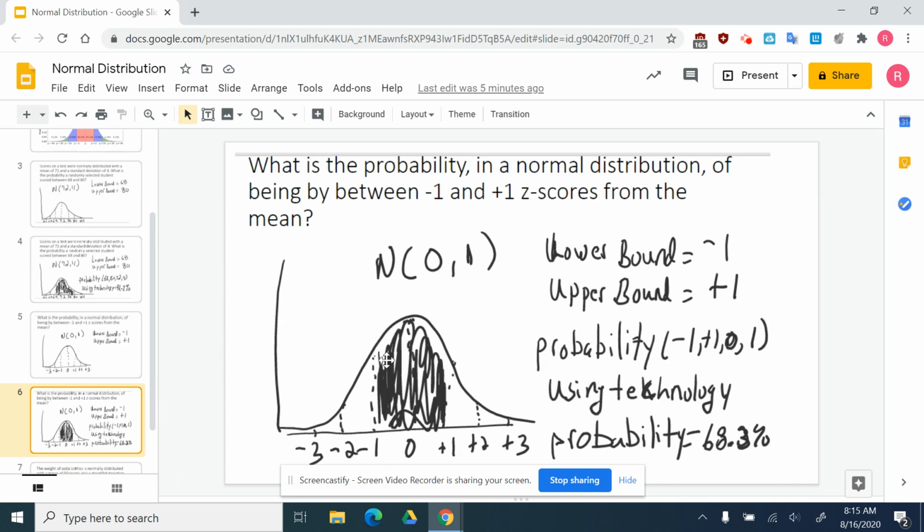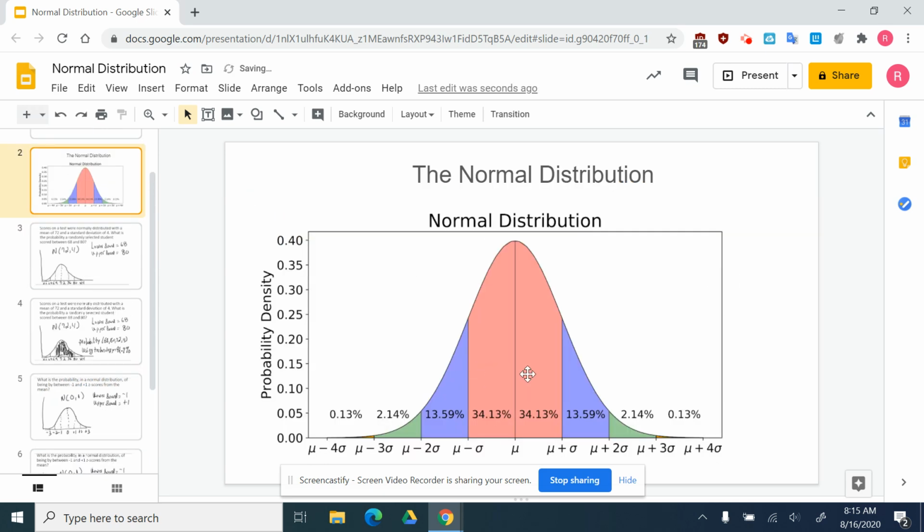And then I shade in between the lower bound and the upper bound underneath the curve to signify I'm trying to find this area. That's the probability. And so it's about 68.3%, which matches the numbers here.